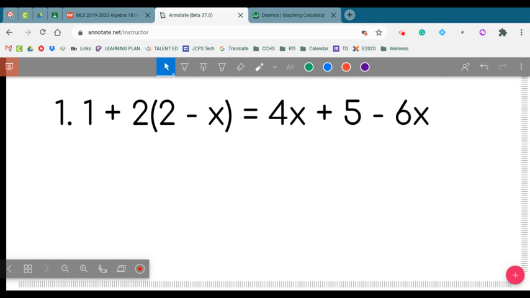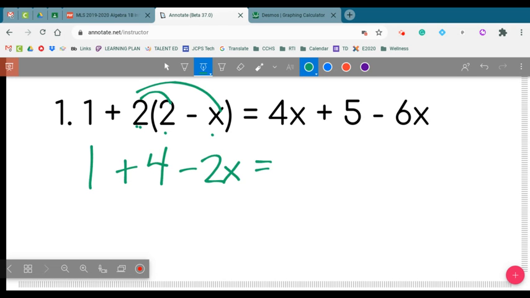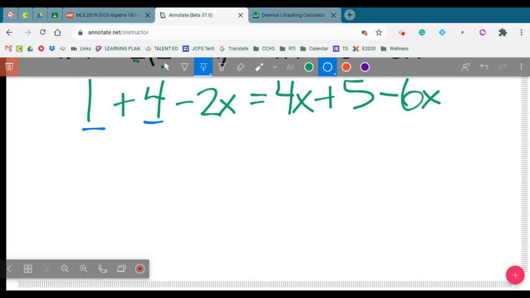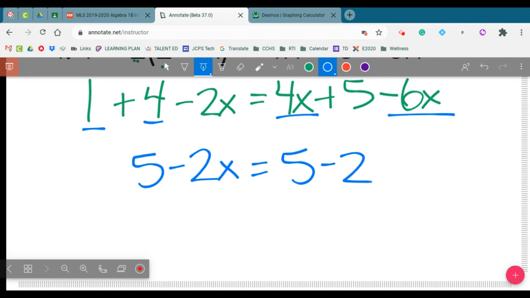So number 1, our first step is to distribute. We're going to get 1 plus 2 times 2 is 4. 2 times negative x is going to give you negative 2x. Equals 4x plus 5 minus 6x. My next step is to combine like terms. I can combine the 1 and the 4 on this side to get 5 minus 2x. And on this side, I combine the 4x and the negative 6x, and this also gives me negative 2x.